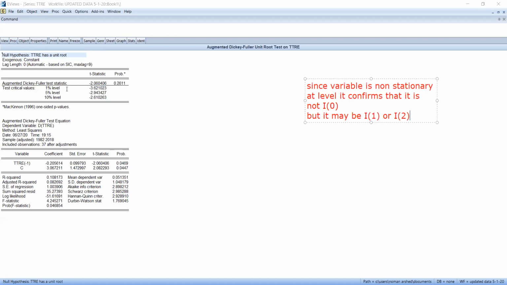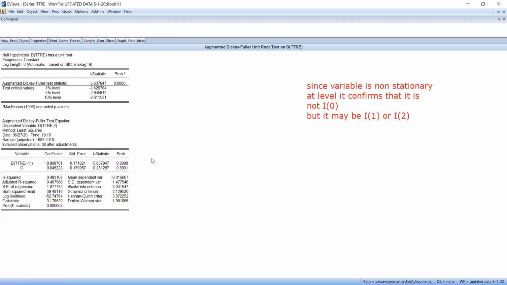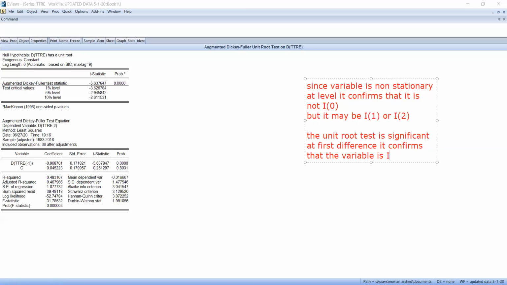Theoretically it can be. So we need to rule out that the variable is not I2. For that, we go back and select the unit root test again. We'll check it at first difference. At first difference, it should be significant. Okay, so the unit root test is significant at first difference. It confirms that the variable is I1.